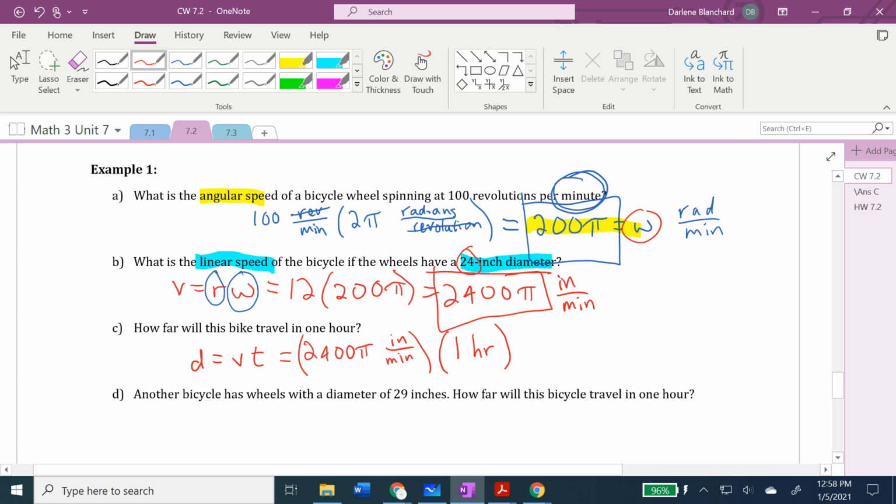But what do I need to do before I actually multiply these numbers together? I need to look carefully at these units. My speed is in inches per minute. My time was given as an hour. Minutes and hours are not the same unit, but what is the conversion?